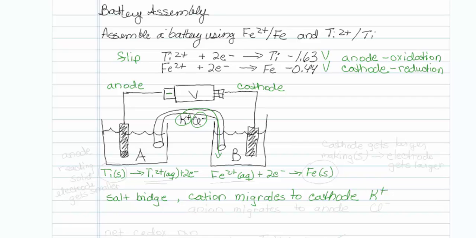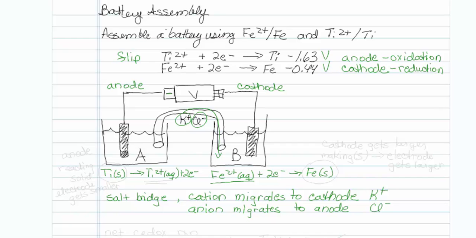And the reason is that I have Fe2+ aqueous reacting away, and I have to replace that positive charge somehow. I'm going to replace it with the potassium. The anion in the salt bridge migrates to the anode, always for a galvanic cell. So that would be my chloride.